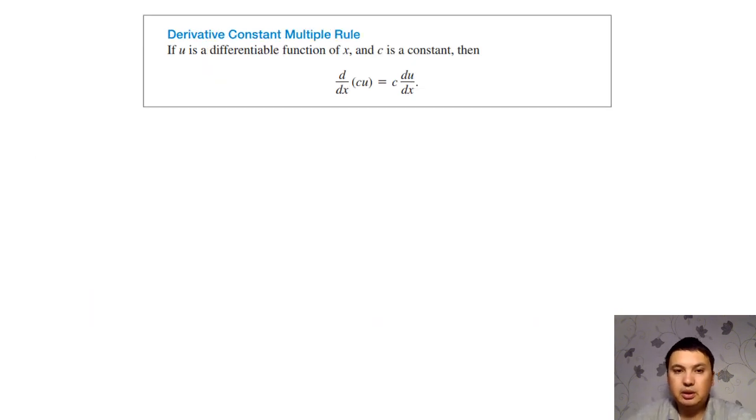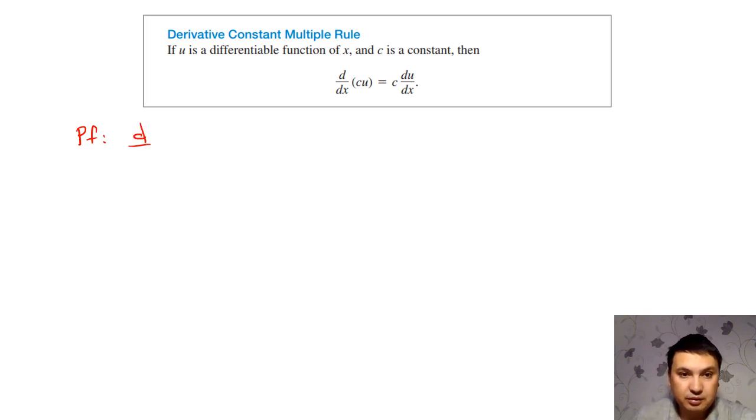Our next property is regarding the constant multiple rule. So what it says is if you take the derivative of a function which is multiplied by a constant, then it is nothing but the constant times the derivative of the function. So you can take out the constant factor. So let's quickly prove it. Proof is not hard.